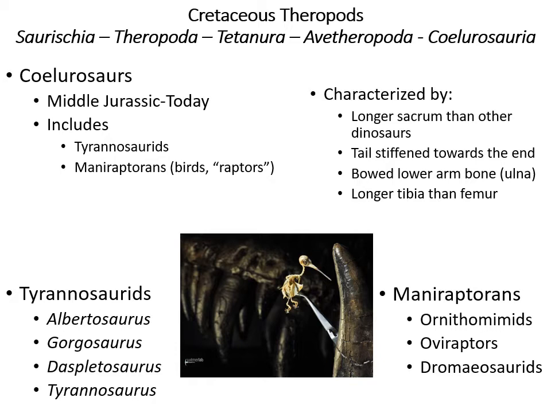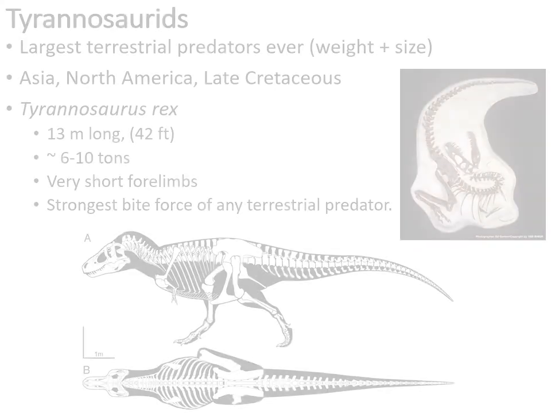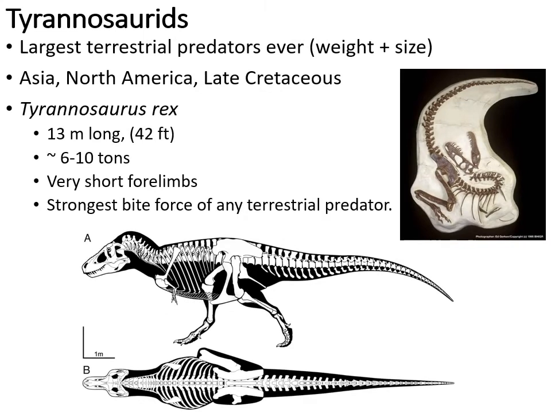So let's take a look at tyrannosaurids such as Albertosaurus, Gorgosaurus, Daspletosaurus, and of course Tyrannosaurus rex, and then we'll look at some of our Maniraptorans like the ornithomimids, the oviraptors, and the dromaeosaurids. They start out relatively small in the Jurassic. The Tyrannosaurids ultimately by the late Cretaceous become the largest terrestrial predators ever to walk the earth in terms of weight and size. These things are absolutely massive meat-eating monsters from the late Cretaceous.